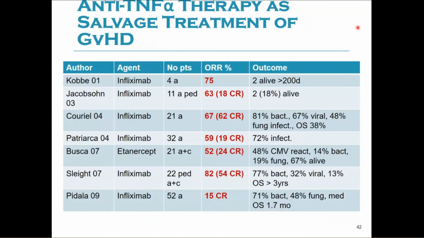So the anti-TNF alpha treatment as salvage treatment for steroid refractory acute GVHD. When we look at the different publications, we found quite nice overall response rates, but there is a high rate of infections, both bacterial and fungal and viral in most of the studies.